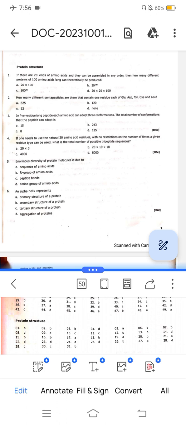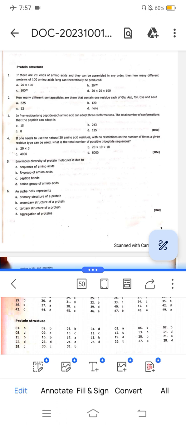120, actually. Then in a 5 residue long peptide, each amino acid can adopt 3 conformations. The total number of conformations that the peptide can adopt is 243. And if one needs to use the natural 20 amino acid residues with no restrictions on the number of times a given residue type can be used, what is the total number of possible tripeptide sequences? It's actually D.